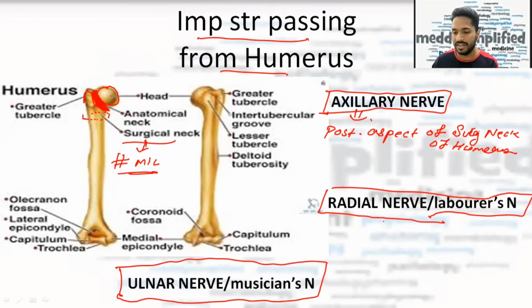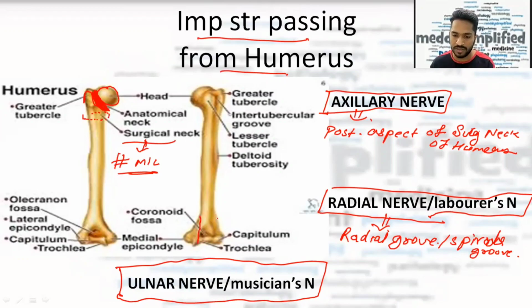Okay. Now next is the radial nerve. I already told you it passes from the radial groove or the spiral groove. Right? Am I clear till now? Now, once again, I told you to remember this, the one which is more stretched, this is less stretched, this is more stretched. This one is the medial epicondyle, and the ulnar nerve passes from the posterior aspect of the medial epicondyle. Okay, the ulnar nerve passes from the posterior aspect of the medial epicondyle.